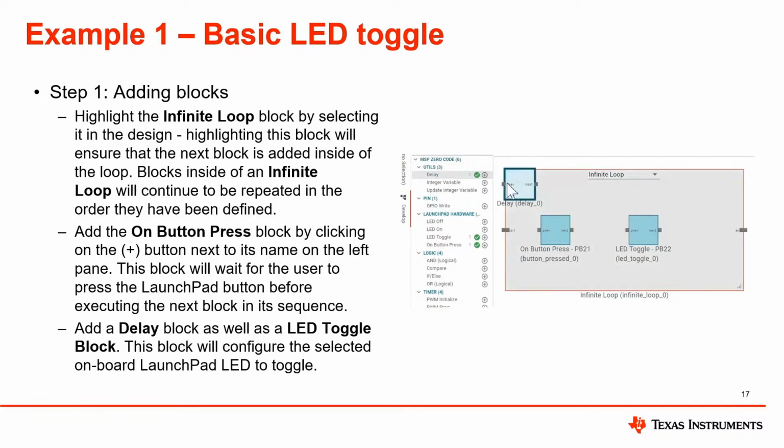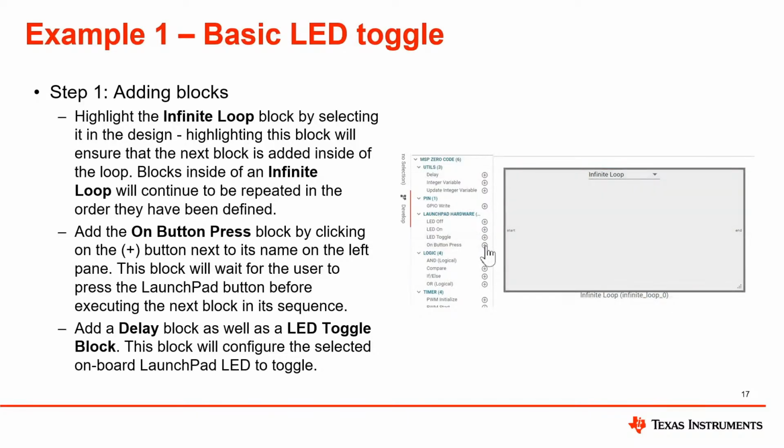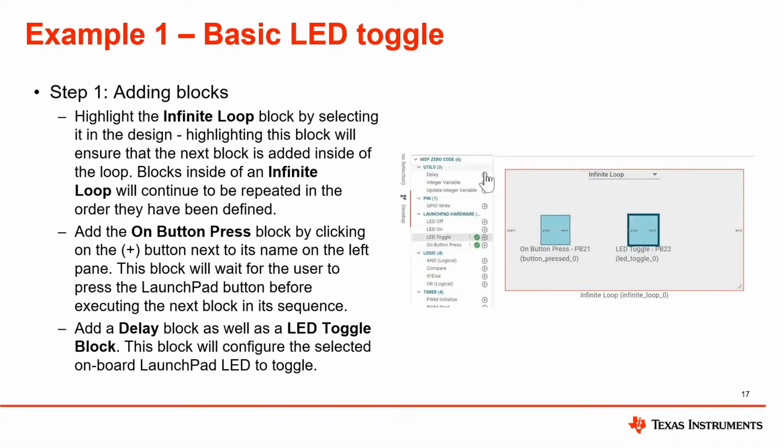On the add block side, you have to highlight the infinite loop in order to add blocks inside of it. This is one step that I really wanted to make sure to highlight. So you click on that, and then click on the far left. You can add in the 3 blocks that are necessary for this case. First is the on button press. Then you will add in a delay block as well, and an LED toggle block.